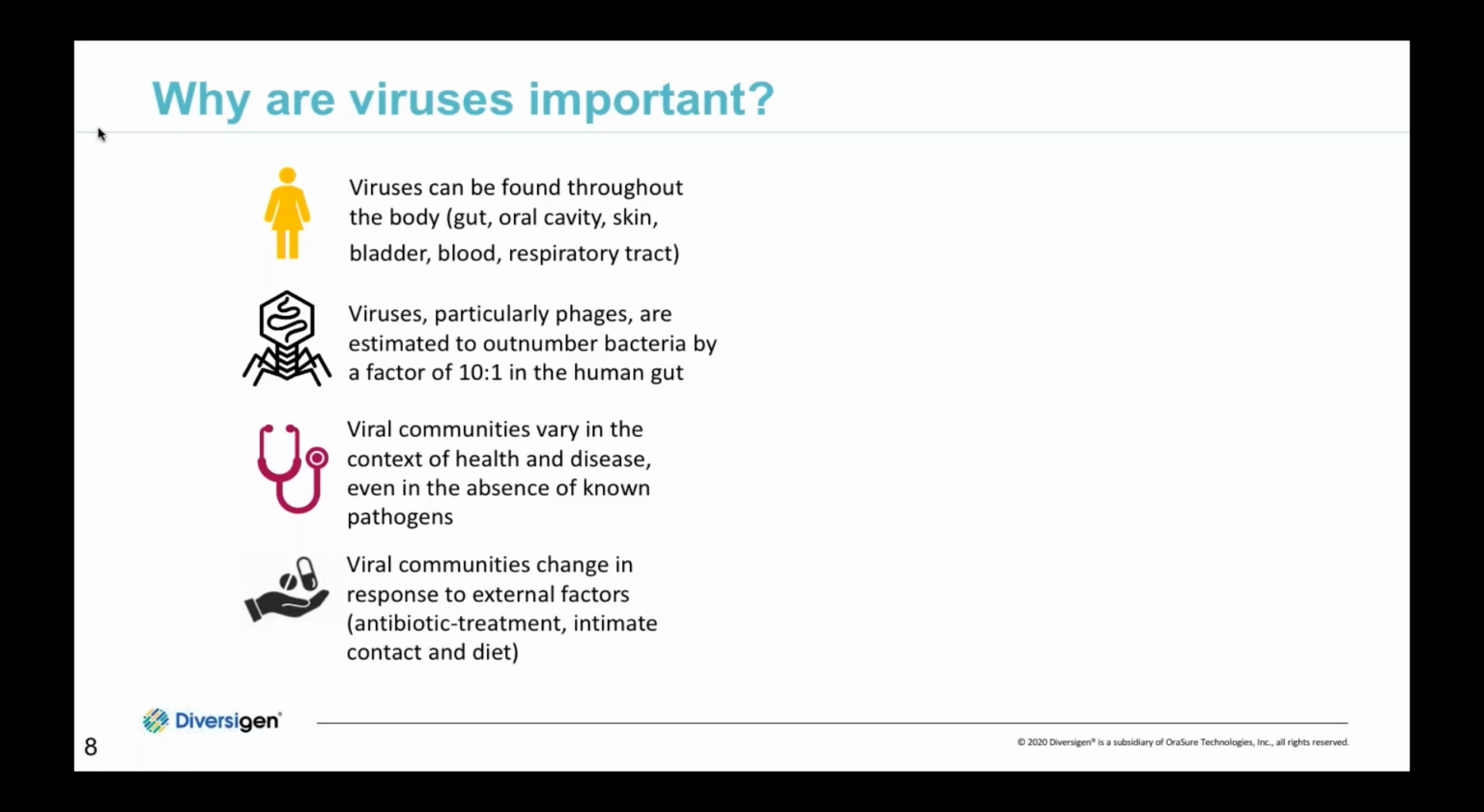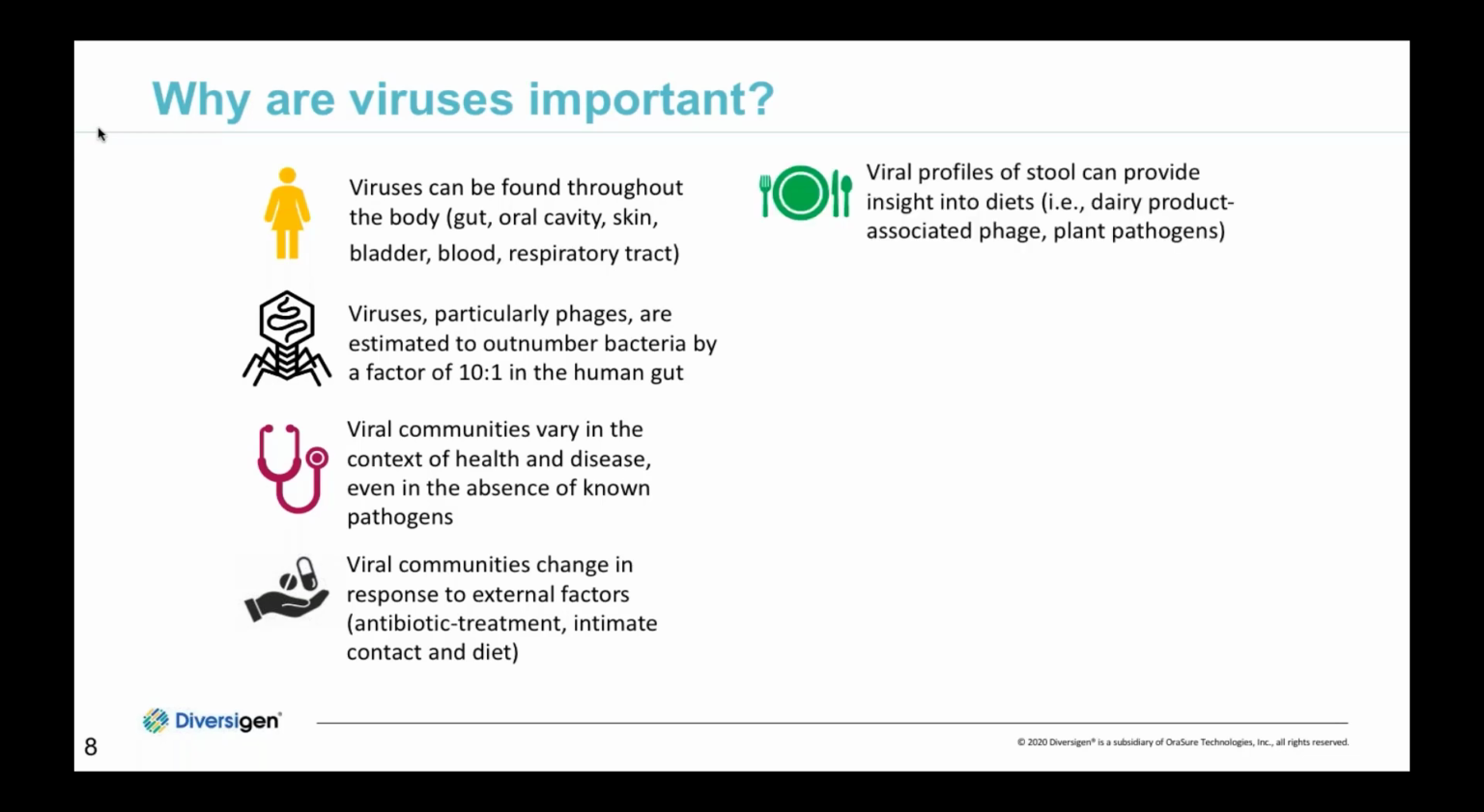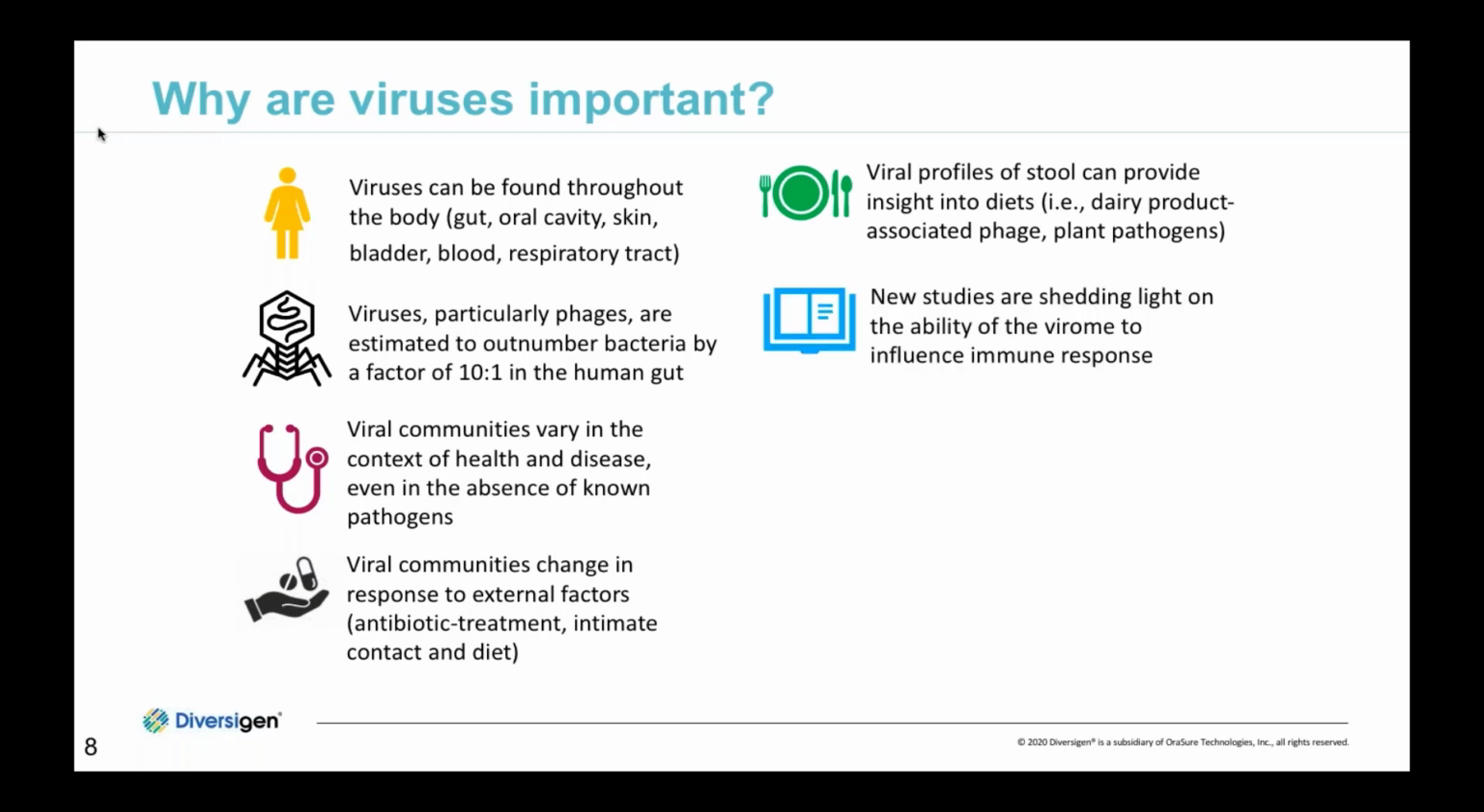Viruses also change in response to antibiotic treatment, intimate contact, and diet, which can sometimes be associated and correlated with changes in their host relative abundances. Some viruses can also be acquired through the consumption of certain food items, for example, dairy products and plants. New studies are also shedding light on the ability of the virome to influence immune responses.